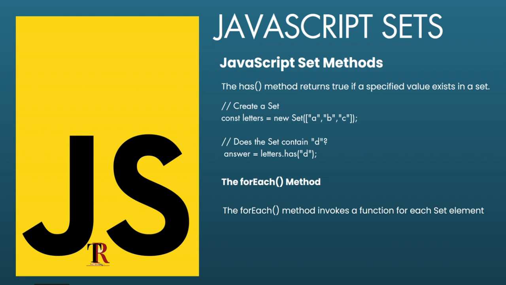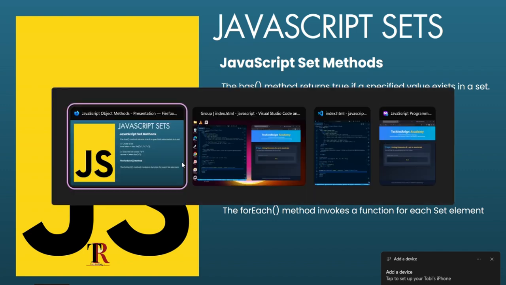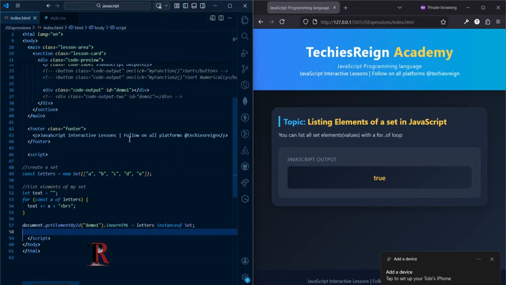The has method returns true if a specified value exists in a set, which means that if you want to check whether your set contains a specified value, it might be letters, it might be numbers, it can be anything, you use the has method to check. So let's take a look at an example of that in our code editor.